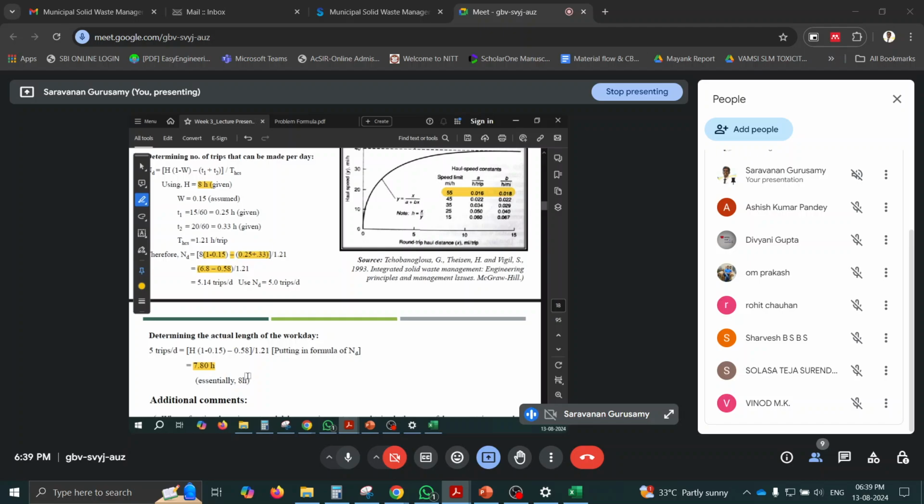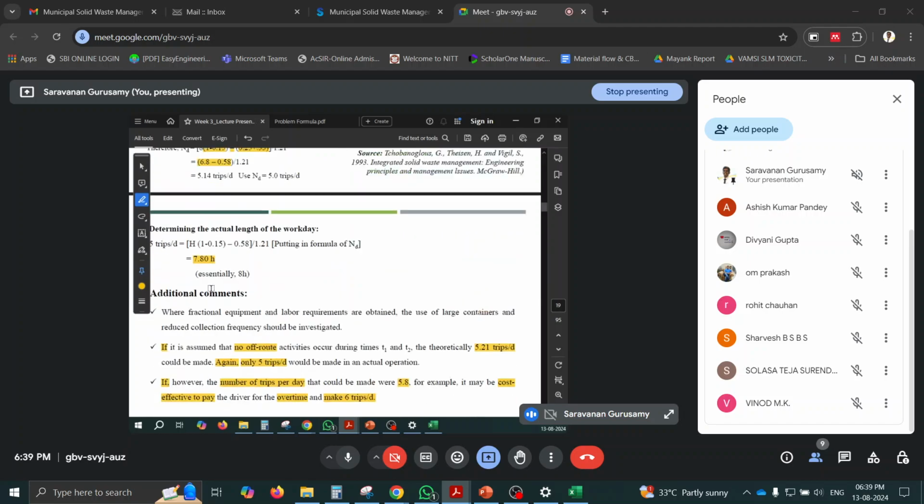If it is very low, you can again add one trip. You can round 5.14 off to 6 trips, and you can increase the efficiency by paying the overtime charges for the labors. We can optimize the process. So this is the way we have to optimize the process.